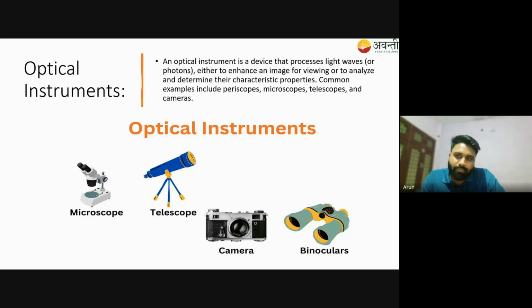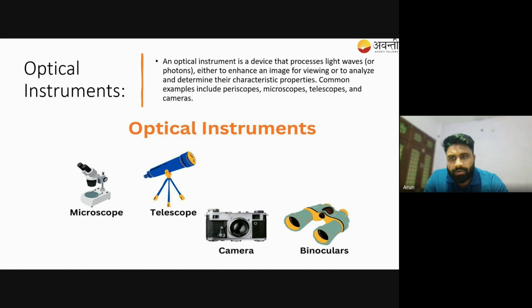Okay, what does a camera do? A camera just clicks the photo and prints that photo on the screen, so that we can use it later. What do binoculars do? Binoculars also enhance the view, enhancing the object size. Okay, so these are the optical instruments that we are interested in.